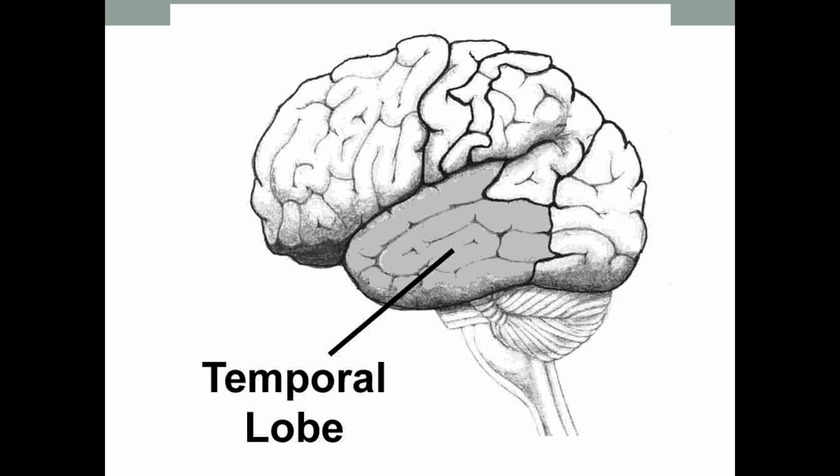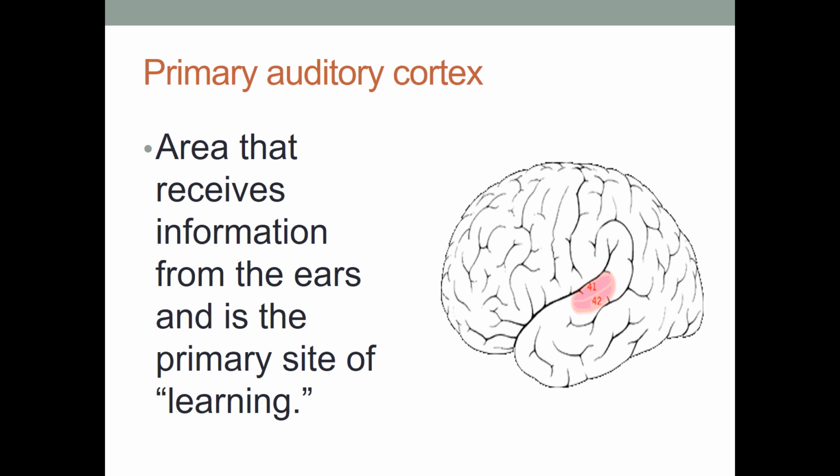Okay, now we're going to move to the temporal lobe, and we're going to find the primary auditory cortex. The primary auditory cortex is the area that receives information from the ears.